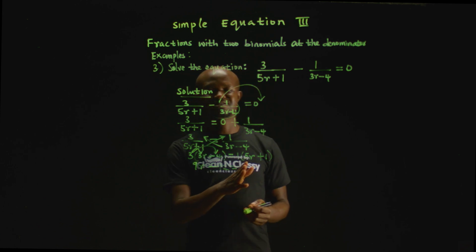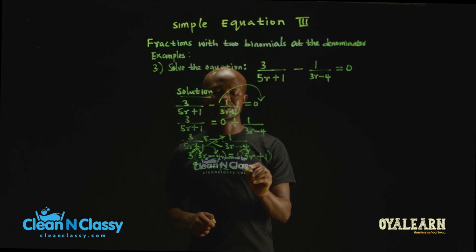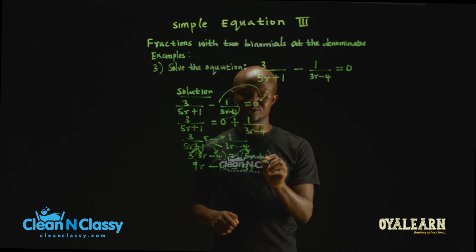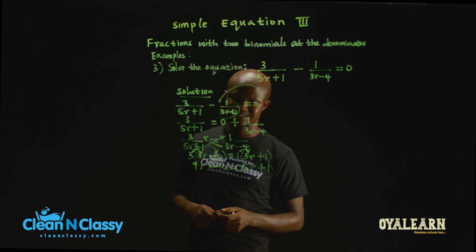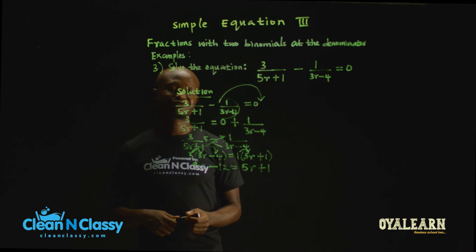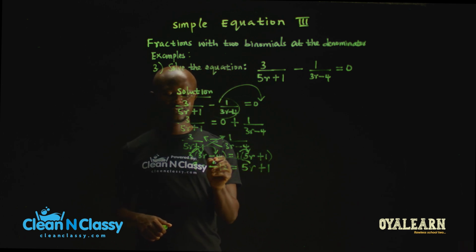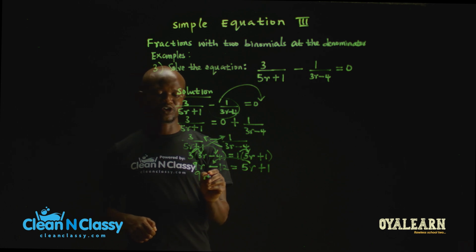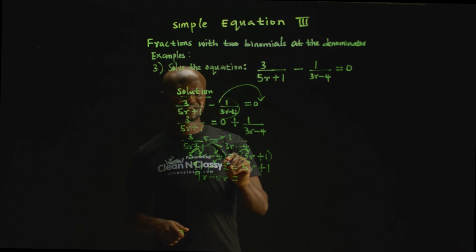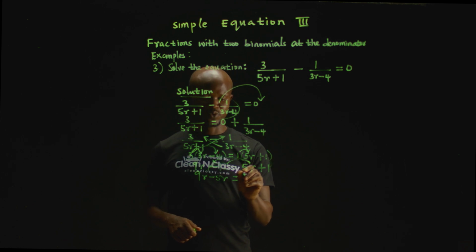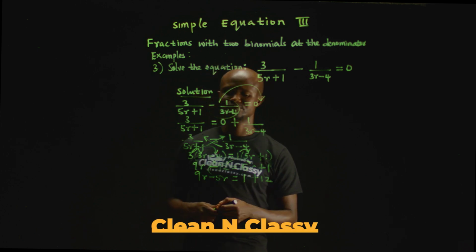Now, at the right hand side, when we multiply 5r, we have what? 5r. And 1 times plus 1 will still give us plus 1. Now, the next thing for us to do is to collect the like terms. 9r and 5r are like terms. So we are going to move 5r to the left. Then it will become minus 5r. Then we move minus 12 to the right. It will turn to positive. So we have 1 plus 12.